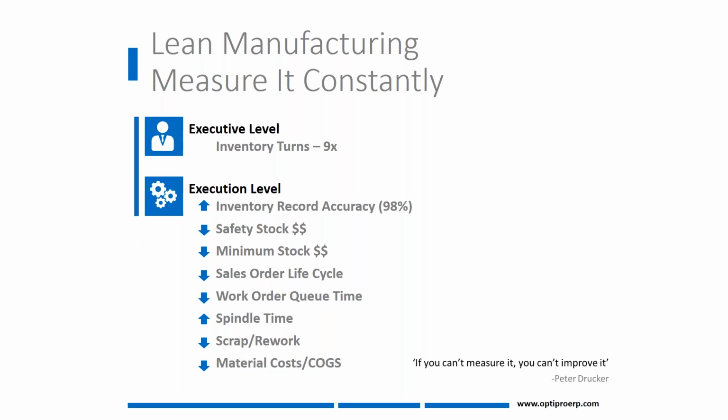I shouldn't have them there, right? They should arrive when they need them. Spindle time goes up, right? So I'm spending more time producing chips, banging parts, assembling parts, and so on. Scrap and rework is going to be going down, right? So that means we're producing less waste in our system. Our material cost of goods sold, again, should be heading down.